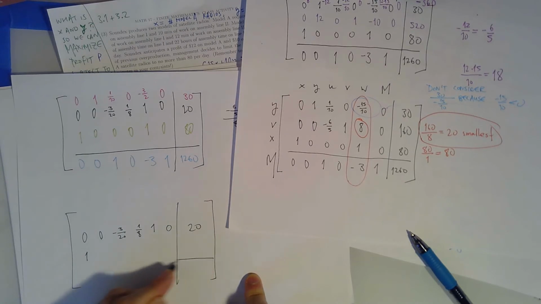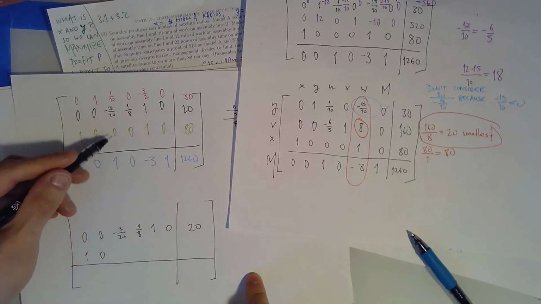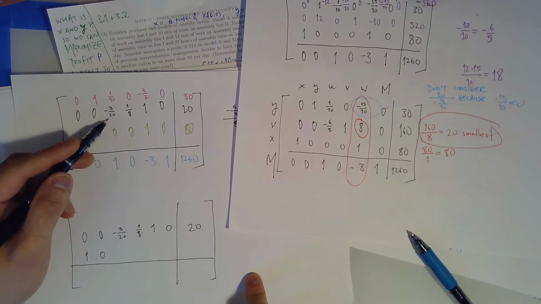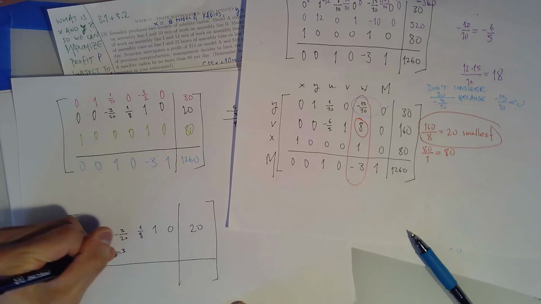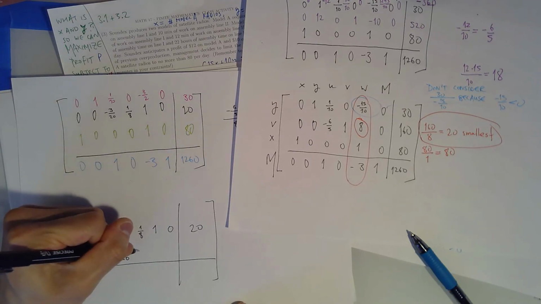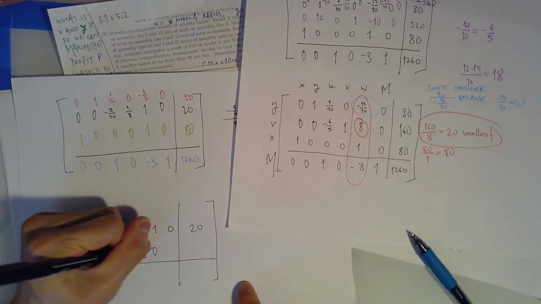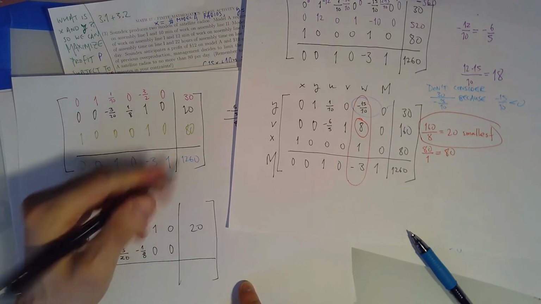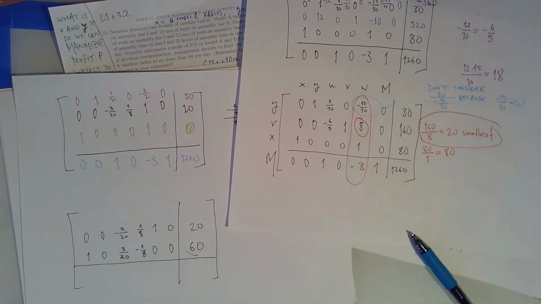Okay, so let me draw the line here. 1, 0 minus 0, 0. And then be careful here, 0 minus a negative, so minus a negative is plus now, so that's just plus 3/20. Okay, 0 minus negative 1/8 is 1/8. Okay, and then now 1 minus 1 is 0, and then 0 minus 0 is 0, and then 80 minus 20 is 60.